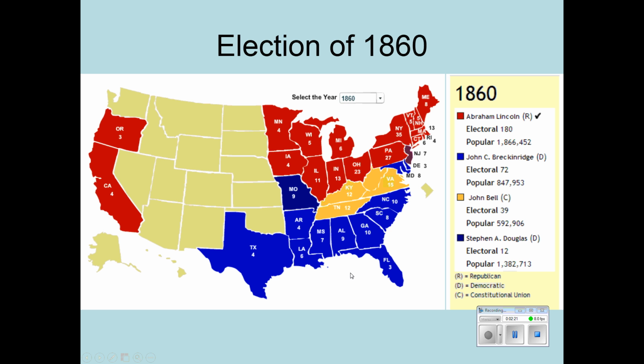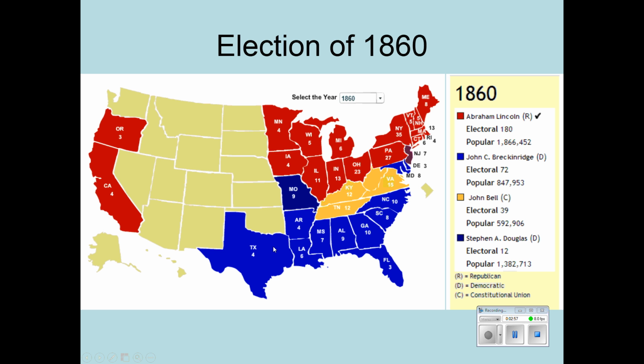You'll notice that Stephen Douglas only won 12 electoral votes. The votes of Missouri and 3 of New Jersey's votes, New Jersey split its electoral votes. But he finished second in the popular vote. He got almost 1.4 million votes, but he got most of those votes in northern states, where he lost almost every one of them to Abraham Lincoln.